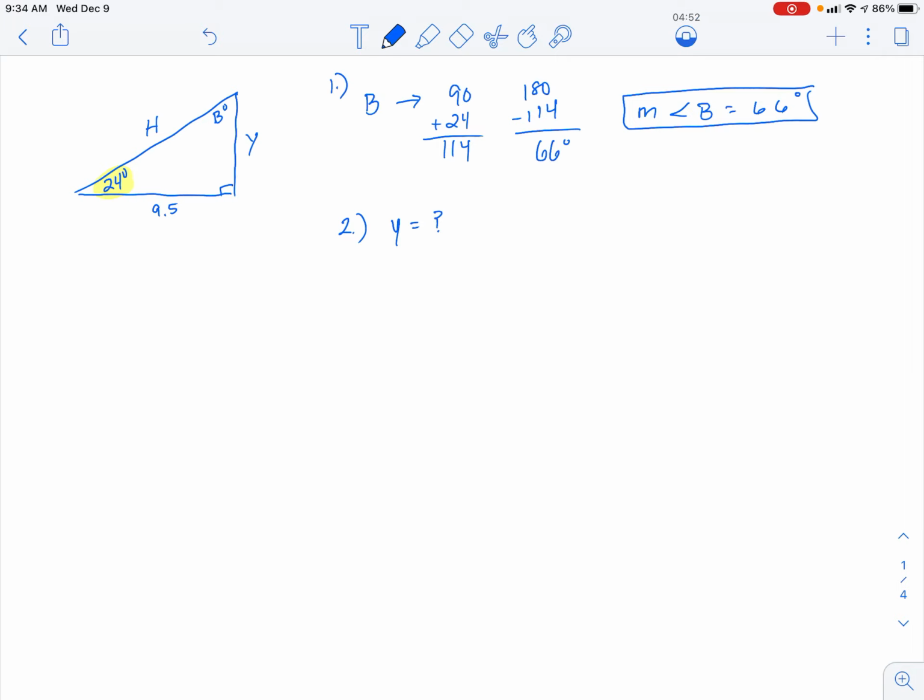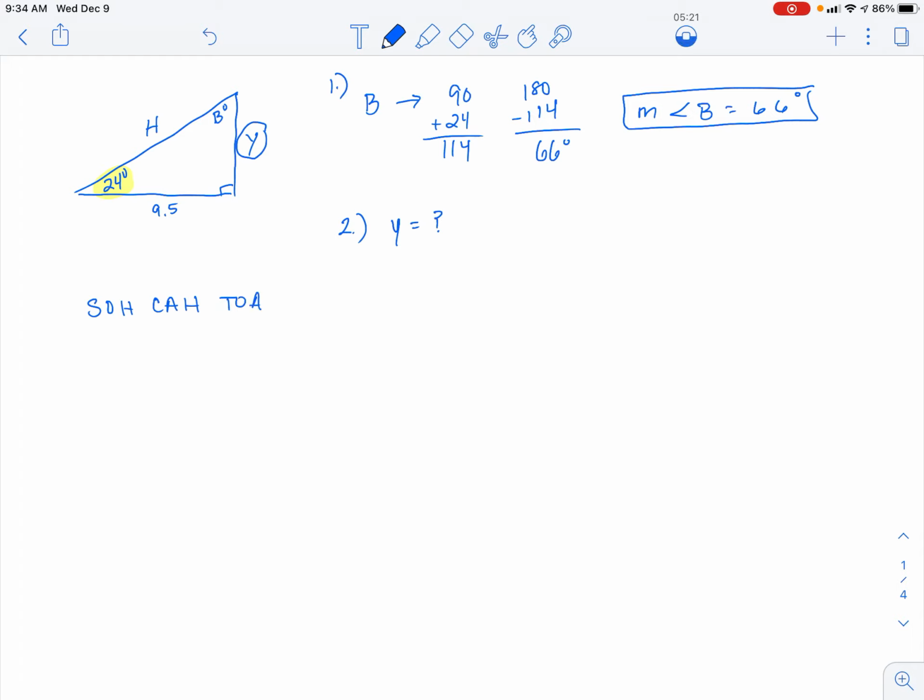So remember, our trig functions are ratios of different combinations of the sides on the triangle. So we have to decide, well, which one would be most beneficial to solving for Y? Well, obviously, we're going to want to have that opposite side in our ratio because I'm trying to solve for the opposite side, Y, right? So we know we need an opposite side. So let's think about this. So we have SOHCAHTOA.